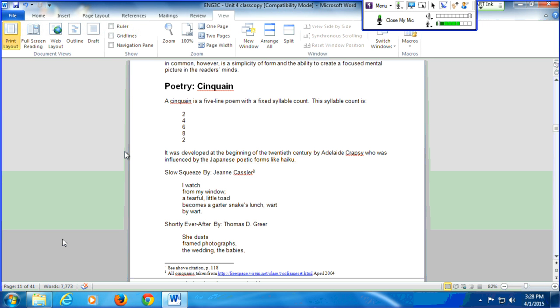So depending on if you attempted the ENG3E course before, you notice this is different than what we looked at before. Or if you took grade 9 or 10 English instead of doing PLAR, you notice this is a bit different form than we looked at for cinquains there as well, but it still follows the same format. There's 2 syllables in the first one: I watch. 4 in the second: from my window. A tearful little toad is 6. Becomes a garter snake's lunch, wart by wart.